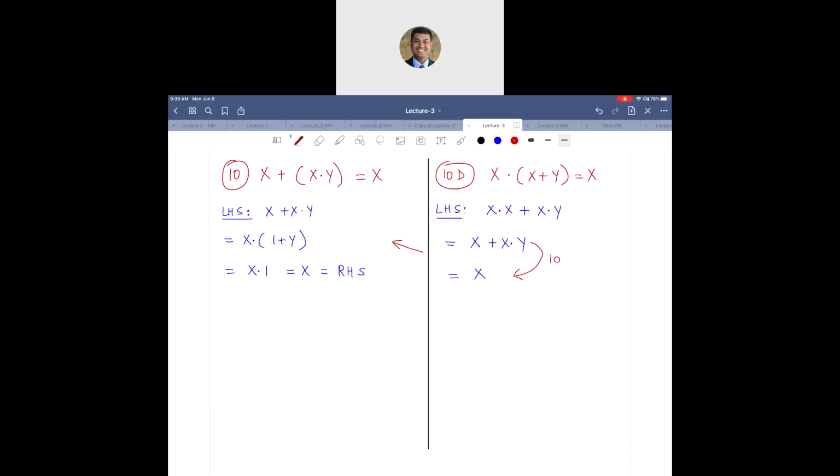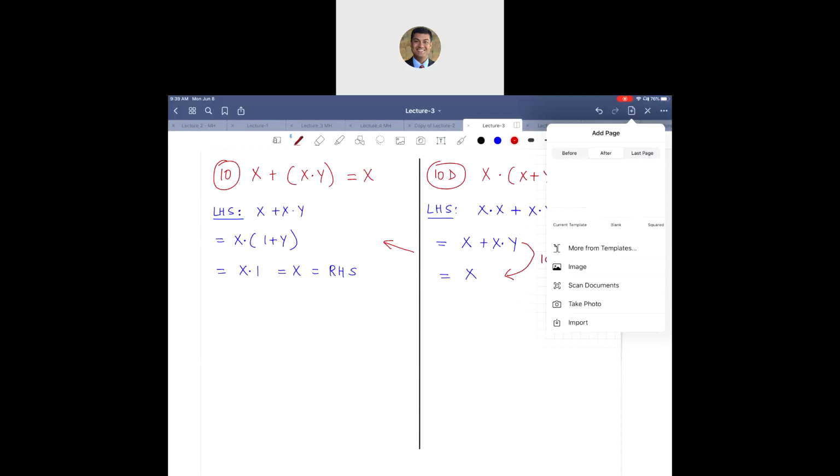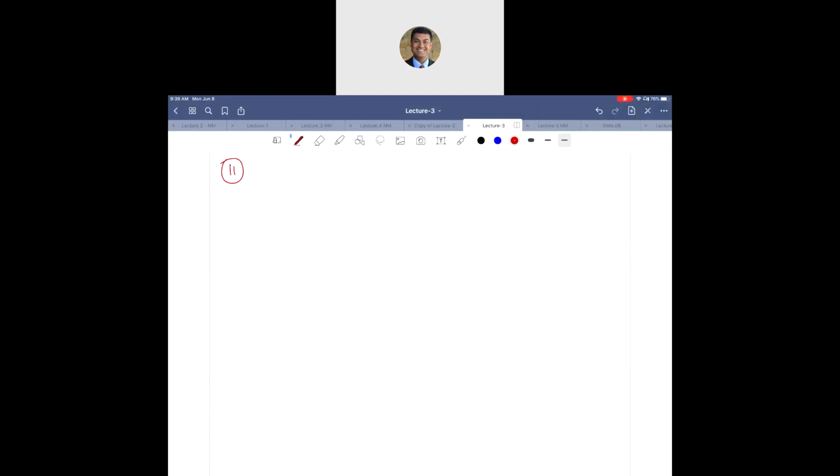Okay, now let's talk about 11. Add a page here. X or Y complement, ended with Y, is X and Y. Start with the left-hand side because it's simpler. Use the distributive law: X and (Y complement or Y), which is X and (1)... that's X and Y complement or Y is X and 1, which is the right-hand side. That's done.